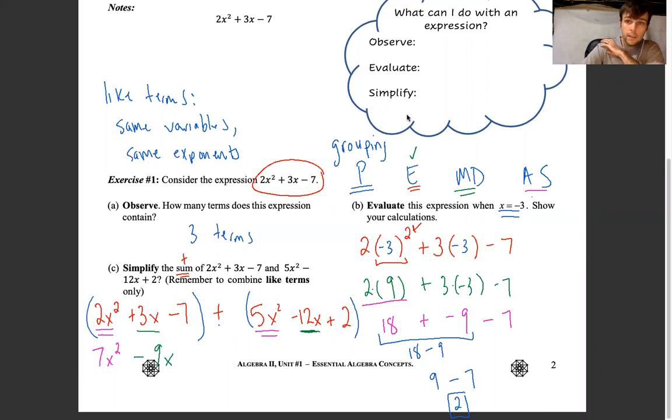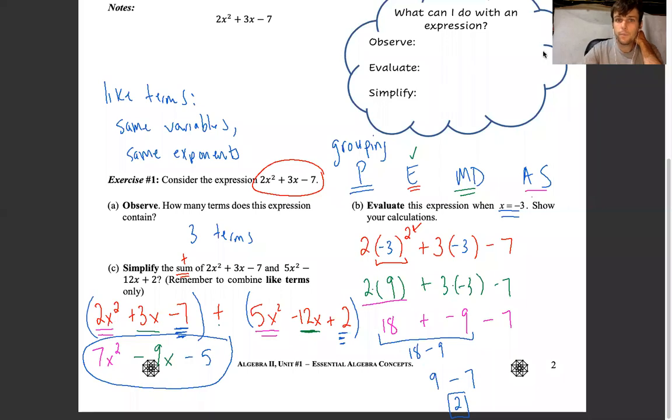The last one, let's go with blue here. We have a constant term, just a plain number here. We have negative 7. And then in this other expression, we have another constant as well, positive 2. So we're adding those together. Negative 7 plus 2 is negative 5. So here is the result of our addition. This is the sum of those two expressions: 7x to the second power minus 9x minus 5.